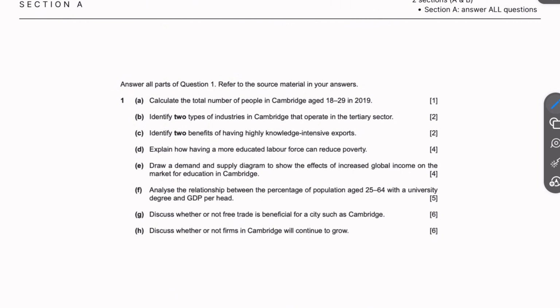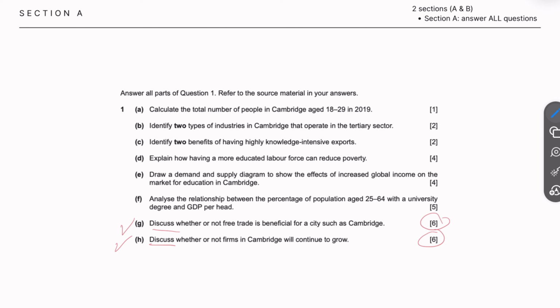Lastly, we have Part G and Part H, which are always the 6 mark discuss questions. The questions will usually ask whether or not something is something, and all you need to do to tackle this question is to first draw a table like this. Yes or no. Fill up each column with 1 point and 1 explanation first. Point, explain. Point, explain.